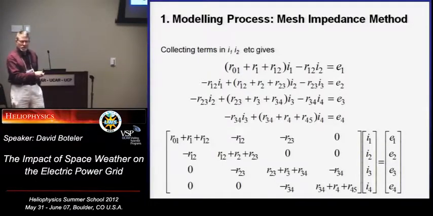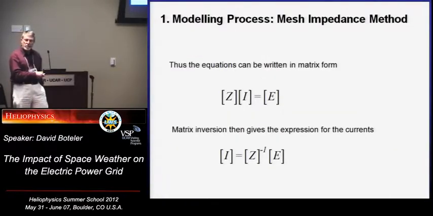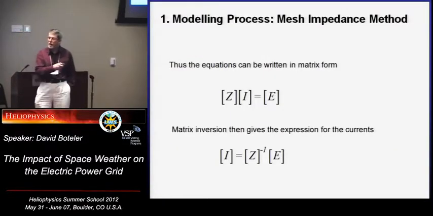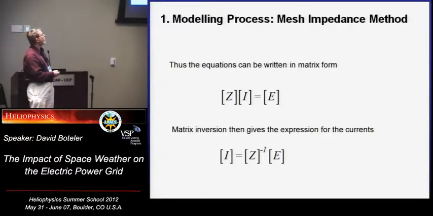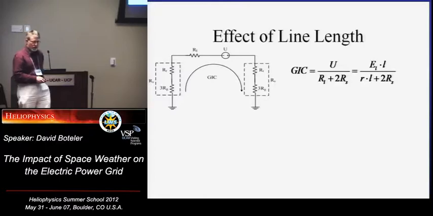In practice you can set that up as a matrix equation. And especially you need to do this when you're doing this for a whole network with hundreds of loops. So you've got a matrix equation relating the network impedances, the currents that you're trying to find, and the electric fields that you're applying, and then you just do a matrix inversion. So you can get out an expression for all of the geomagnetically induced currents in every branch in the system as a function of the system impedances and the electric fields that you're applying.